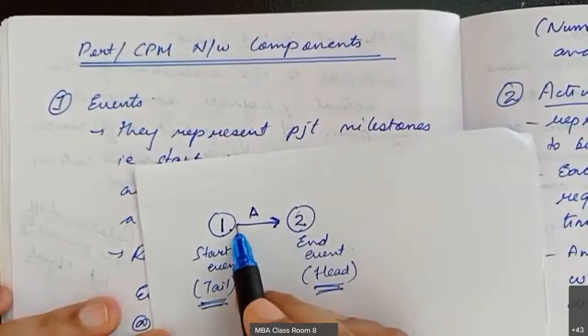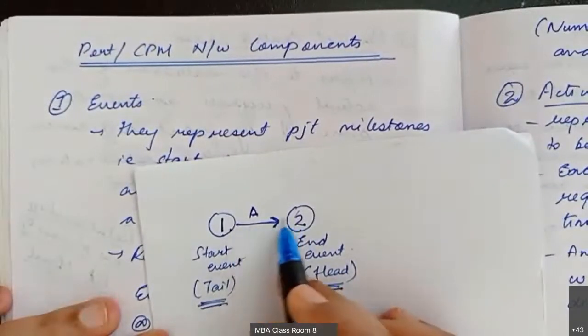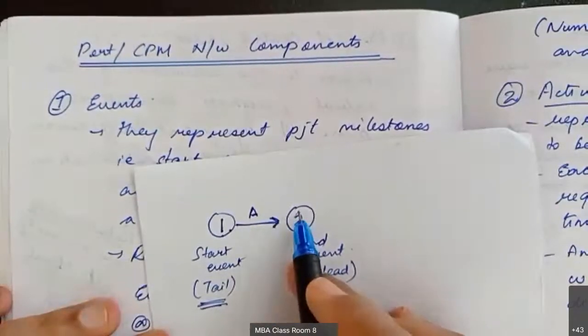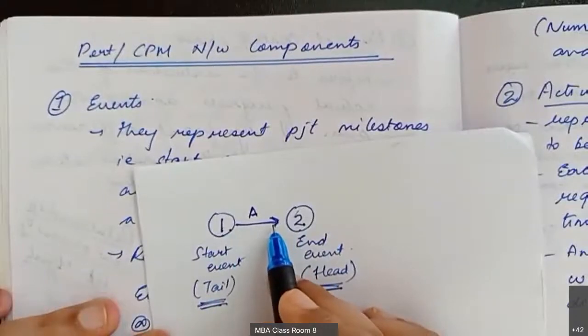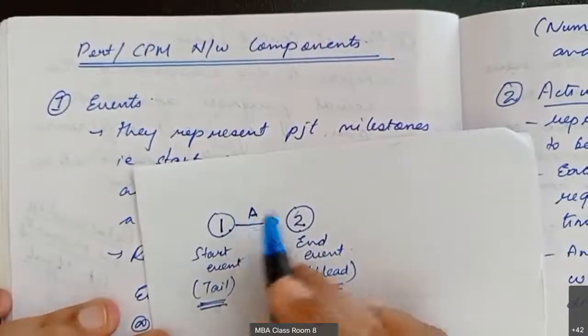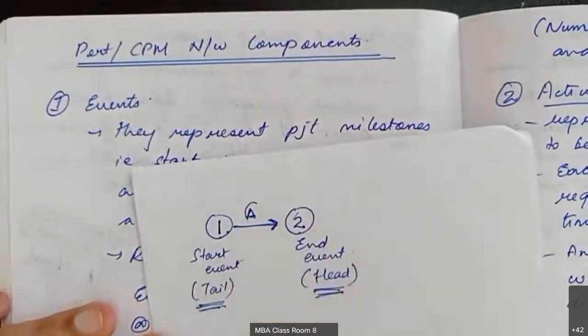The size of this arrow mark has no meaning. If it is a bigger arrow mark, it takes more time? There's nothing like that. This is just to represent that an activity has to be completed. That activity is represented by A here. That is all the meaning of this.